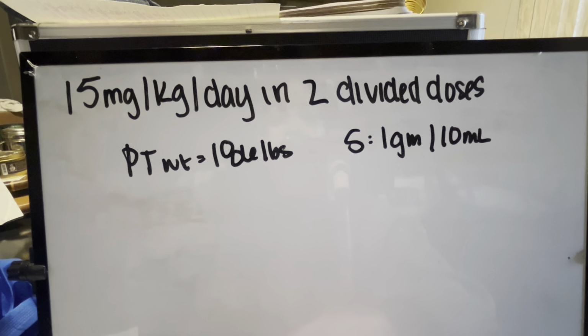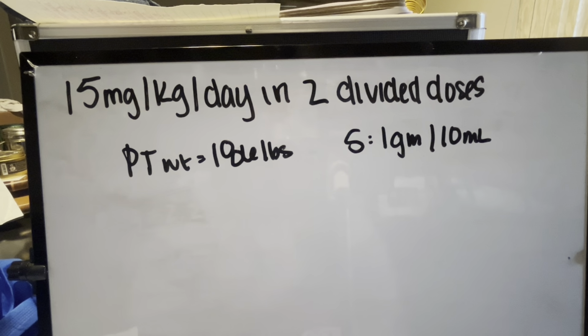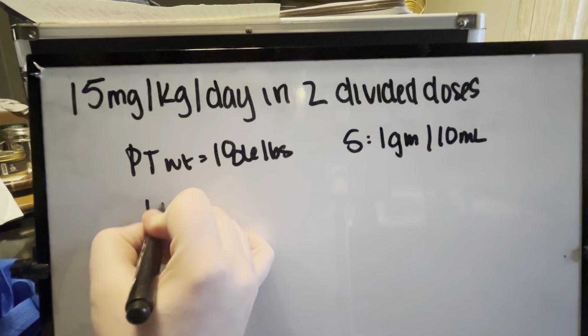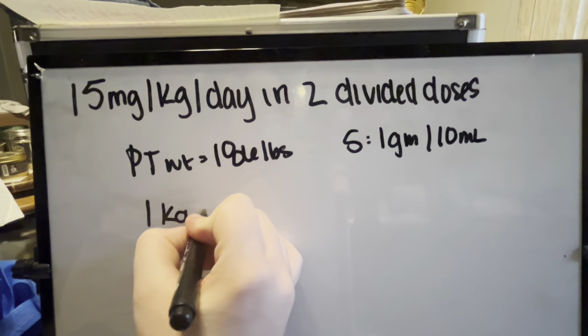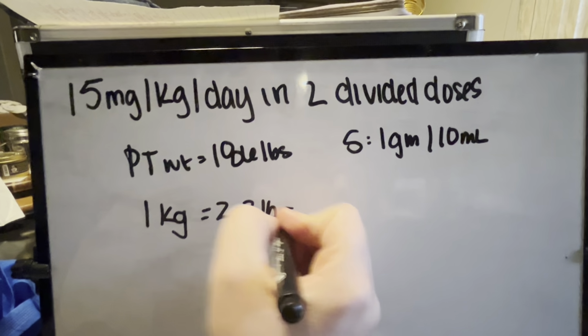So we have 15 milligrams per kilogram. Let's stop right there. Do we have our kilograms? No. Instead, we have our pounds. So our first step is going to convert our pounds into kilograms. Now, we know that 1 kilogram equals 2.2 pounds.